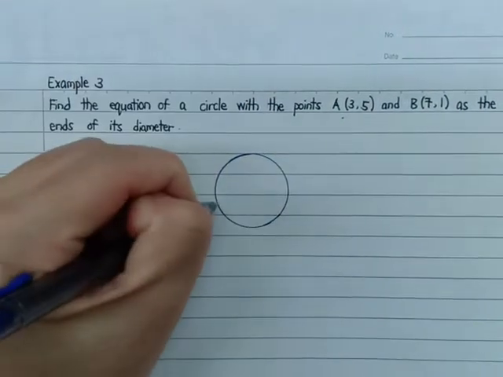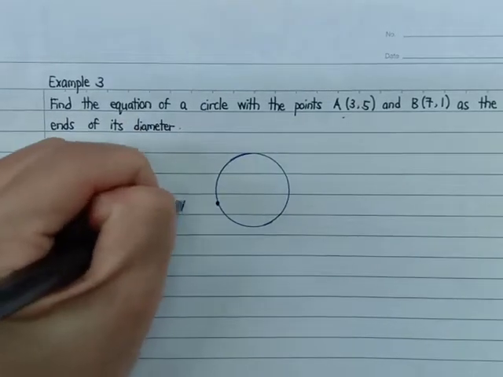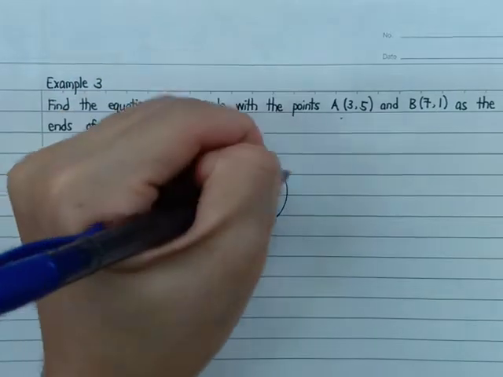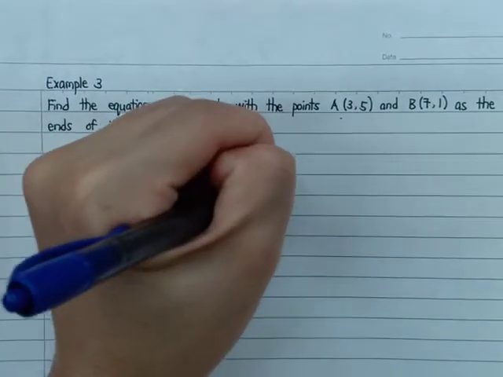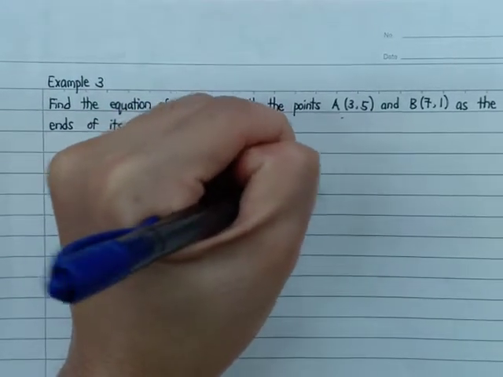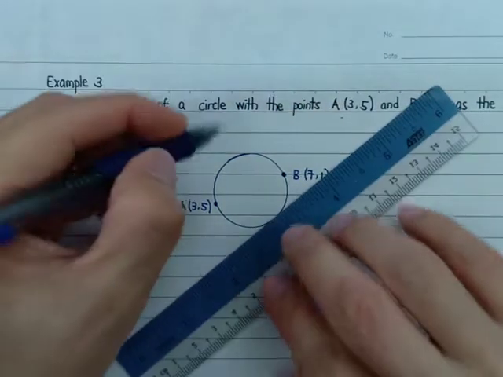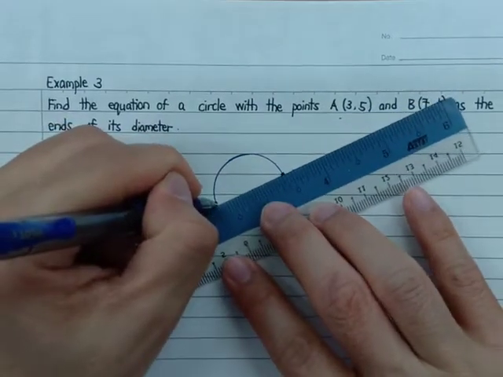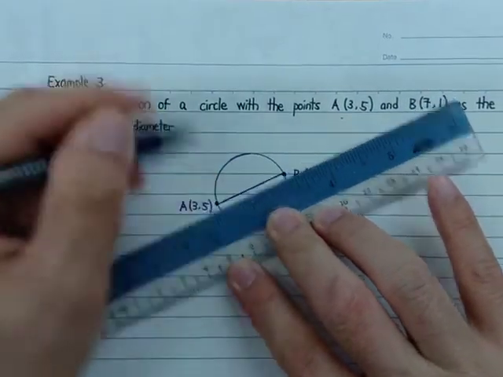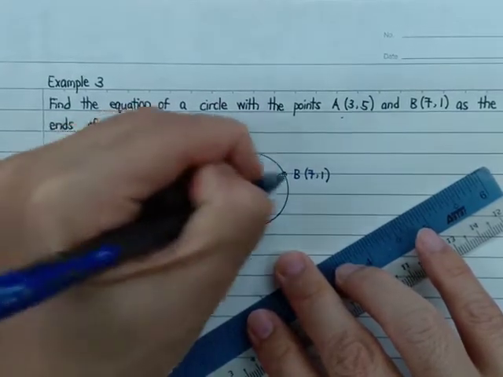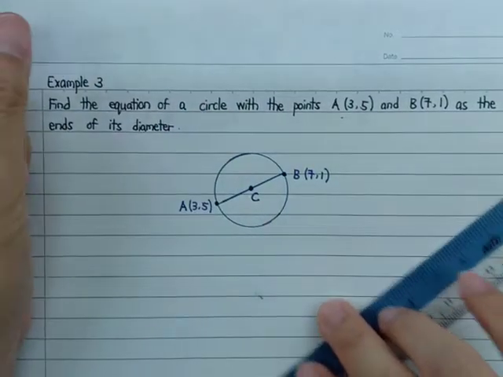So let's say point A is here, which is (3, 5), and here is our point B, (7, 1). If I try to find the midpoint of AB, the midpoint of AB will become the center of the circle.